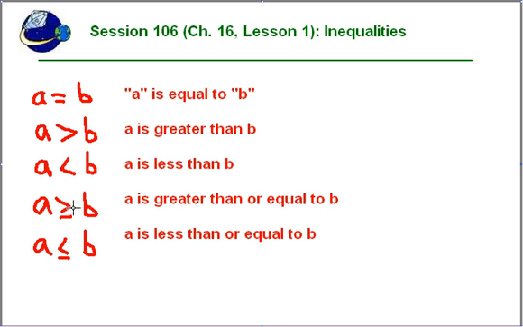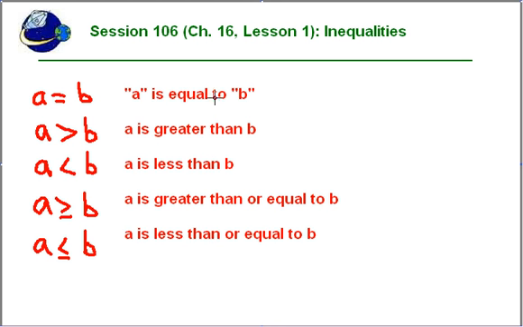In our third one here, we have a greater than symbol and then we have a line under it. That means greater than or equal to. So to pronounce this statement would be A is greater than or equal to B. And our last one here is a less than sign with a line under it, which means less than or equal to. So reading this statement, A is less than or equal to B.